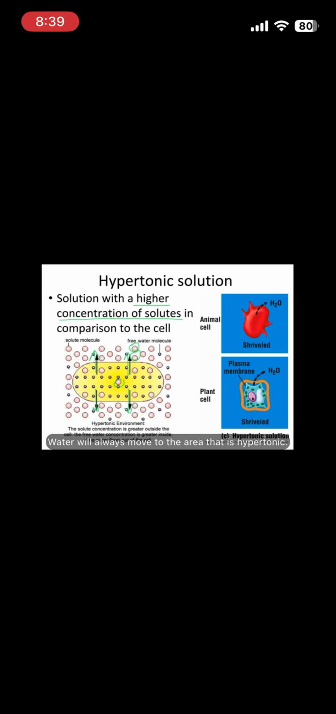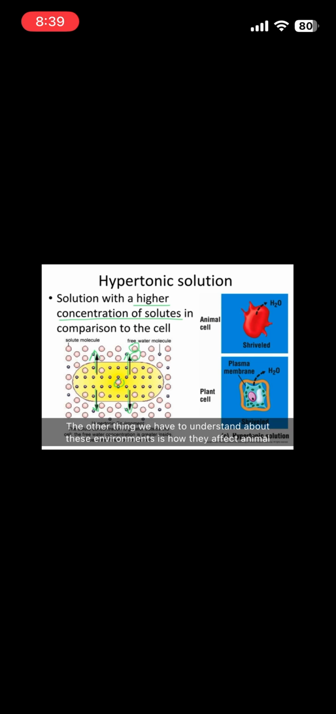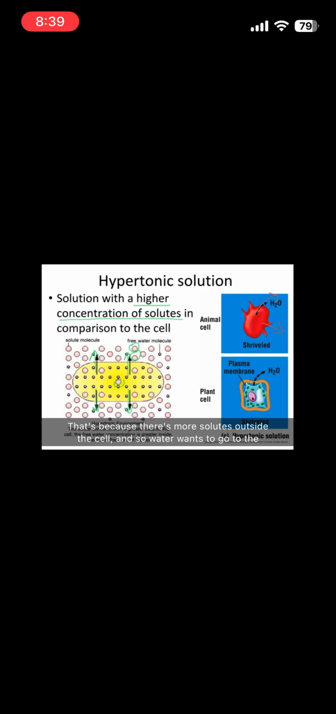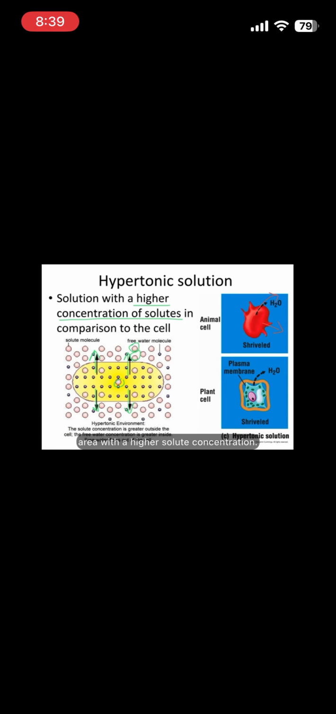Water will always move to the area that is hypertonic. The other thing we have to understand about these environments is how they affect animal cells and plant cells. So if we look here at an animal cell, when an animal cell is placed in a hypertonic solution, there'll be a net movement of water out of the cell. That's because there's more solutes outside the cell, and so water wants to go to the area with a higher solute concentration. And so this will cause the animal cell to shrivel.